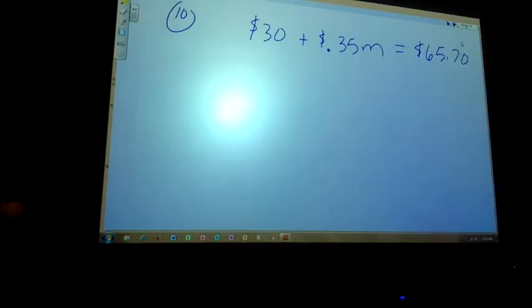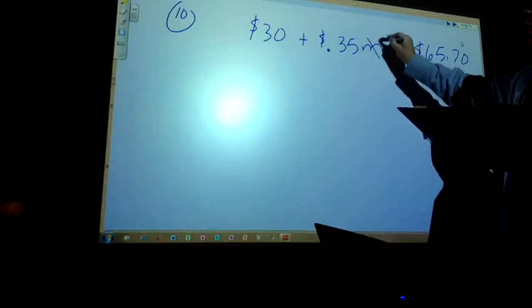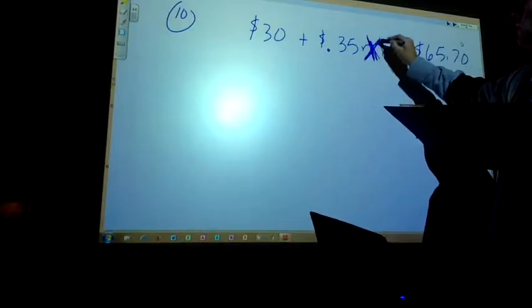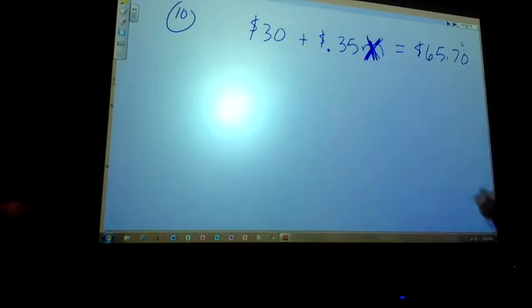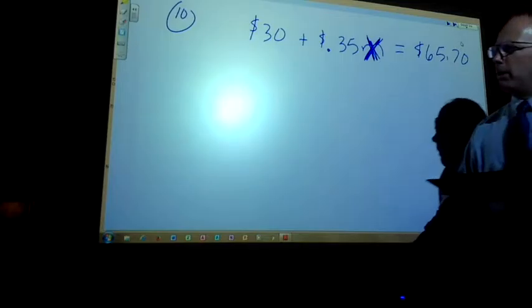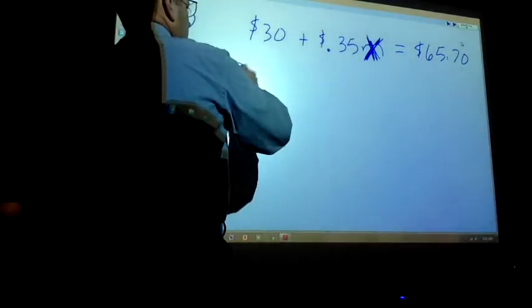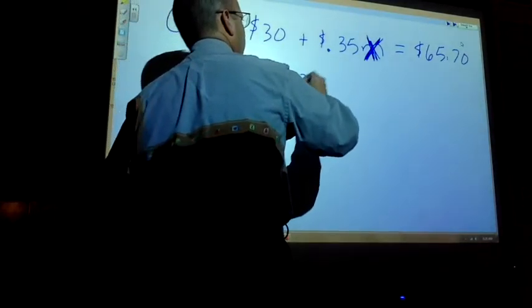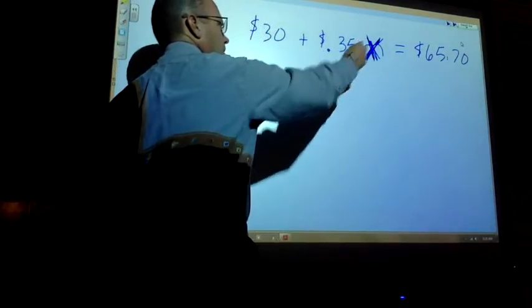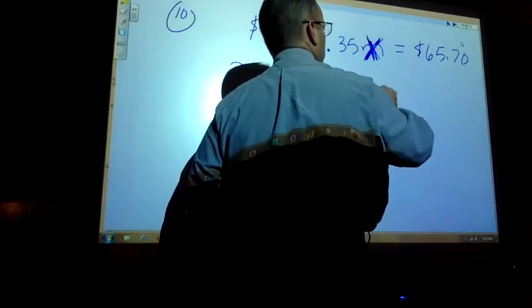So what are you solving for? Call it X. Okay, so we're solving for the minutes, so we're going to call that X. And then write an equation for this situation, and then solve for X and explain what it means. Can I drop the dollar signs? It's not a variable or anything. So I have 30 plus 0.35x, remember changing minutes x, equals 65.70.